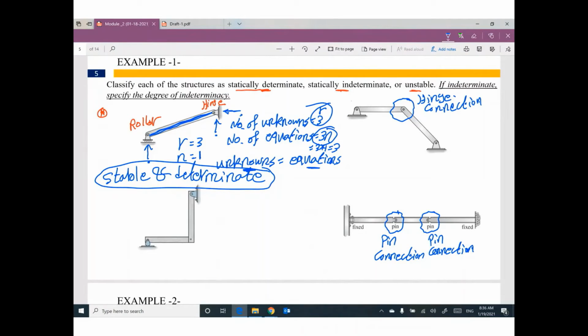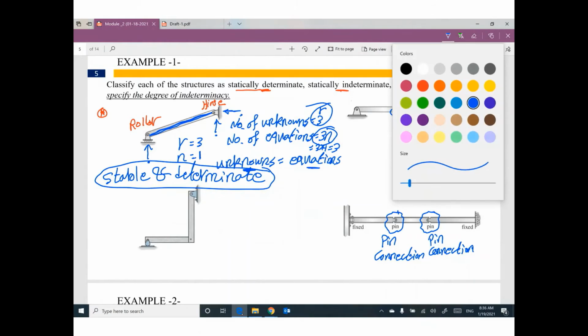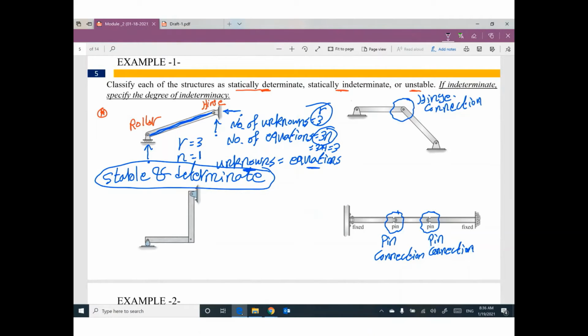So let's do it. For this structure, how many hinge connection do you have? We have pin or hinge connection at this location. So we have to do separation. This part alone and this part alone. This support is hinge. So we have 2 reactions. This support is hinge. So we have 2 reactions.